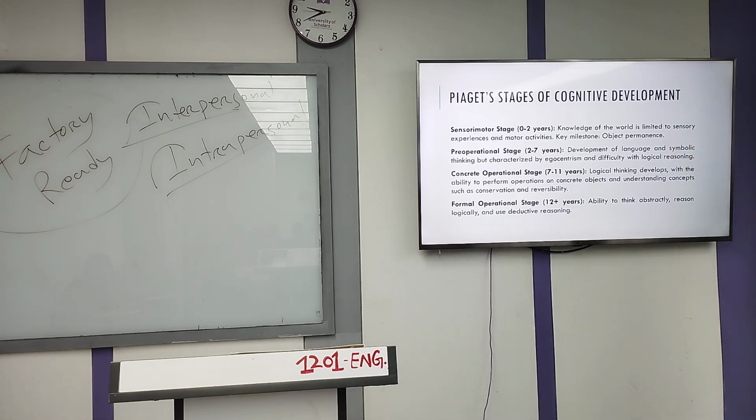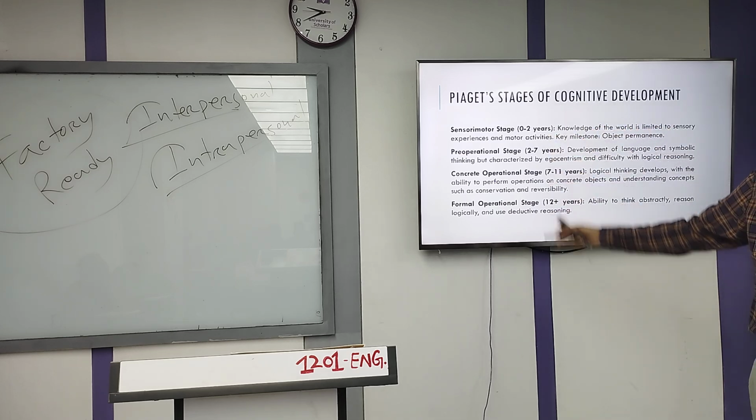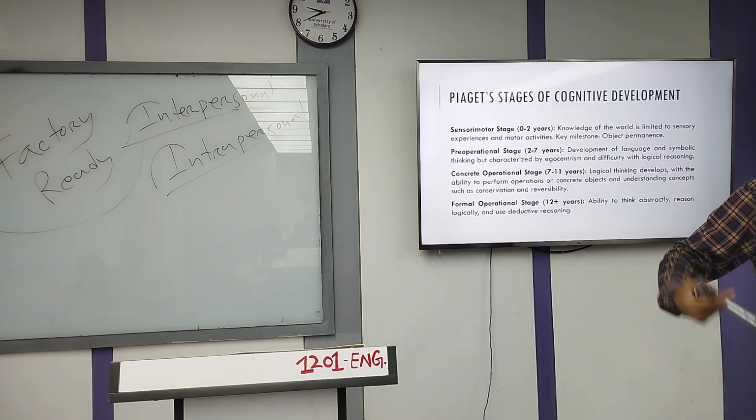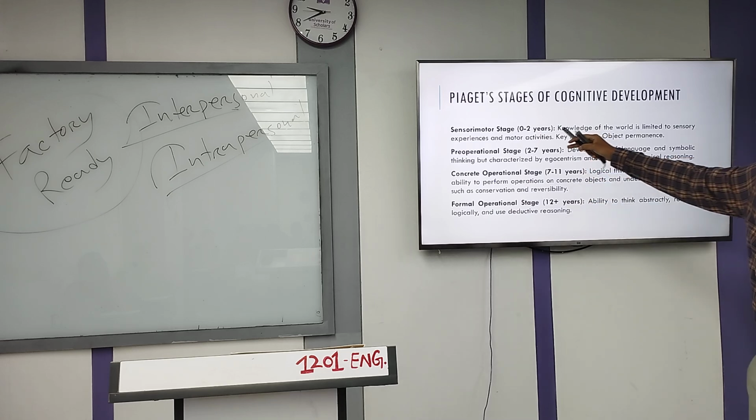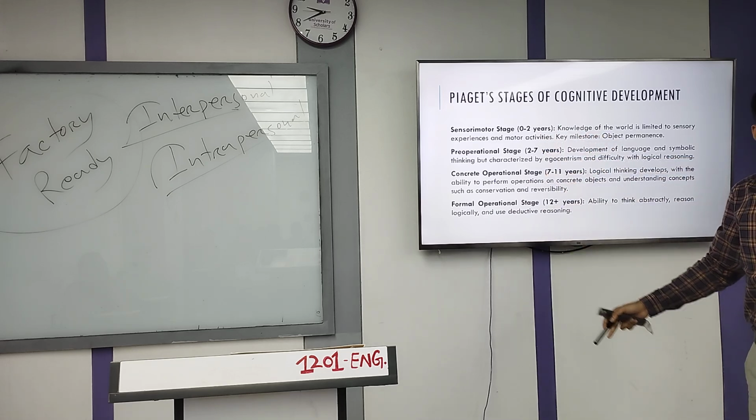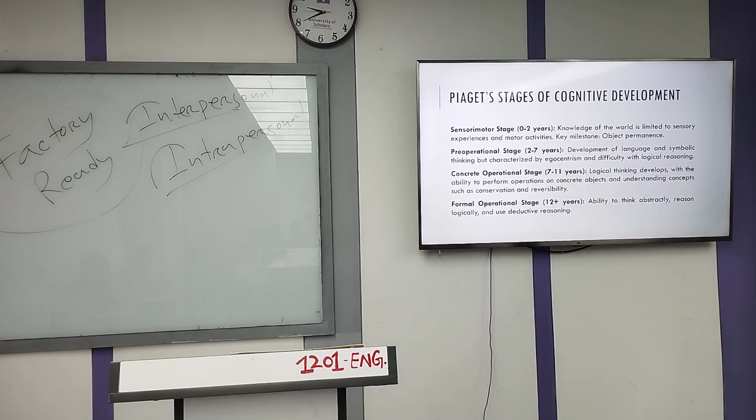Sensory motor stage. There are 4 stages, as I have said. First one is the sensory motor stage, then the pre-operational stage, then the concrete operational stage, then the formal operational stage. So throughout these 4 stages of our lifespan, we basically learn. Every stage has its own capacity and its own features. Okay, so through these 4 stages, a human being basically learns.